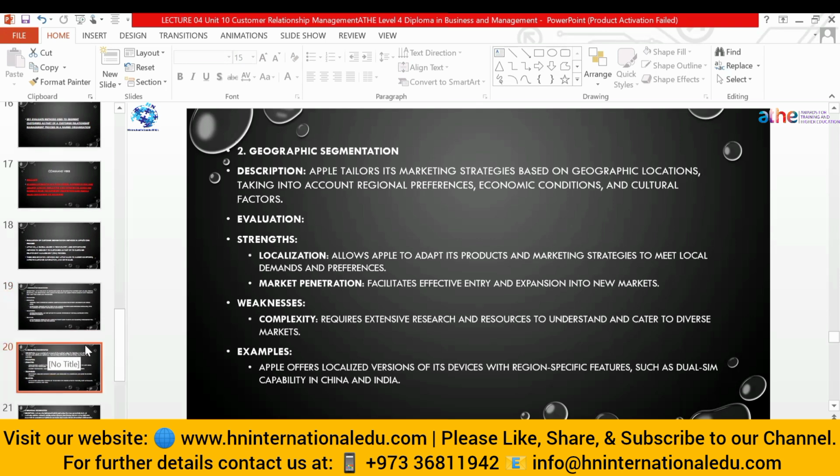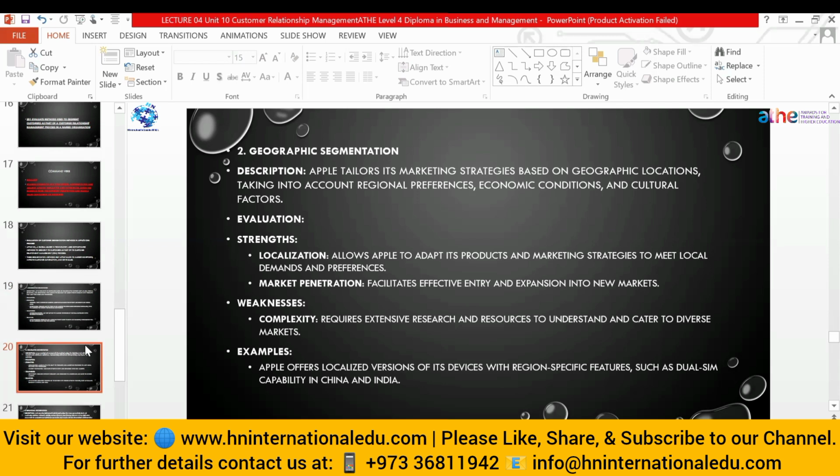Then we have geographic segmentation. Description: Apple tailors its marketing strategies based on geographic locations, taking into account regional preferences, the ones from city to city, economic conditions, what is going on in the economy, whether you are facing inflation, unemployment, or the opposite, employment, or neutral things in terms of inflation, and cultural factors from where you belong.